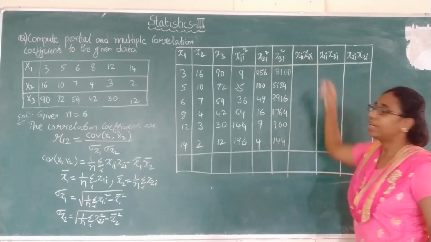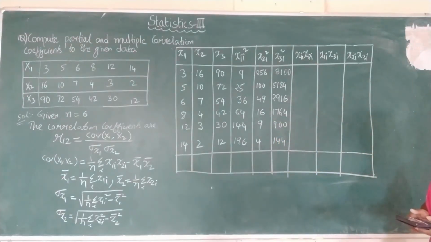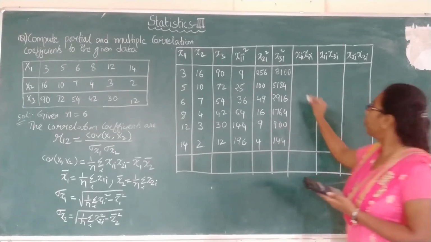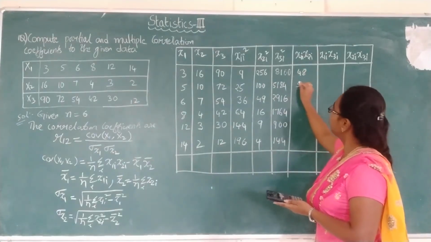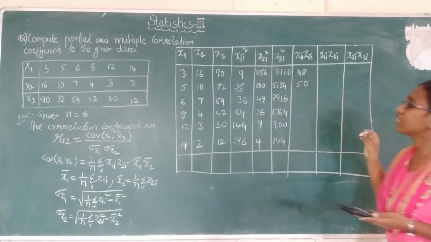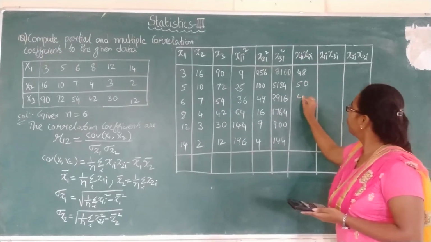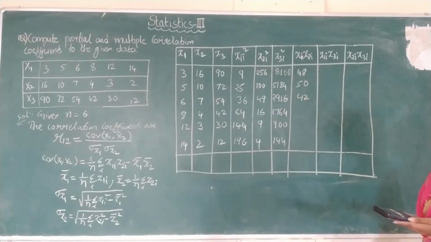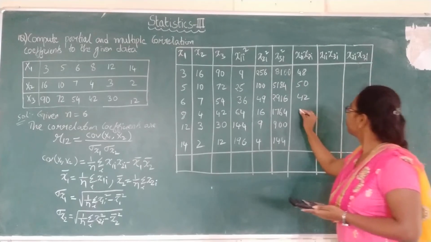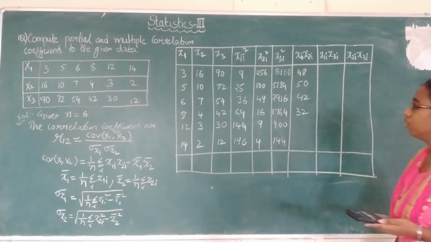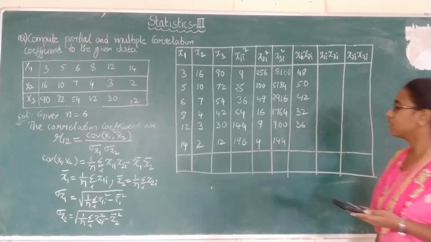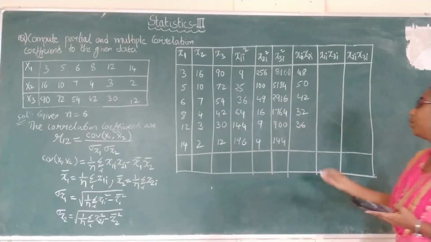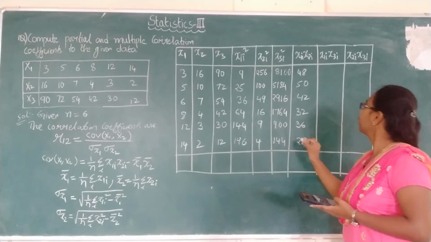Next you have to find products, that is x1 into x2 first. So 3 into 16, 48. Next 5 into 10, 50. 6 into 7, 42. 8 into 4, 32. 12 into 3, 36. 14 into 2, 28.